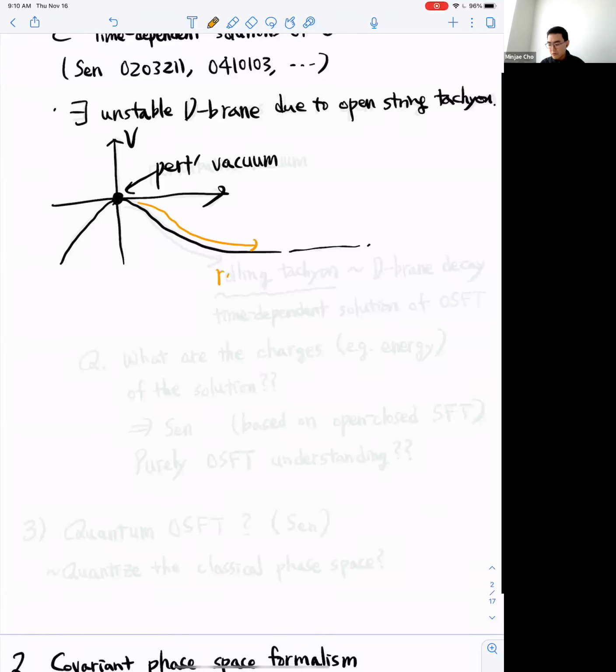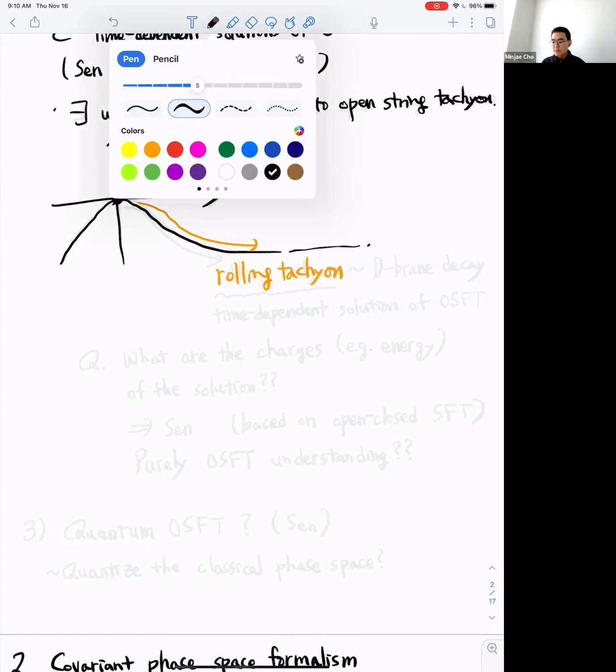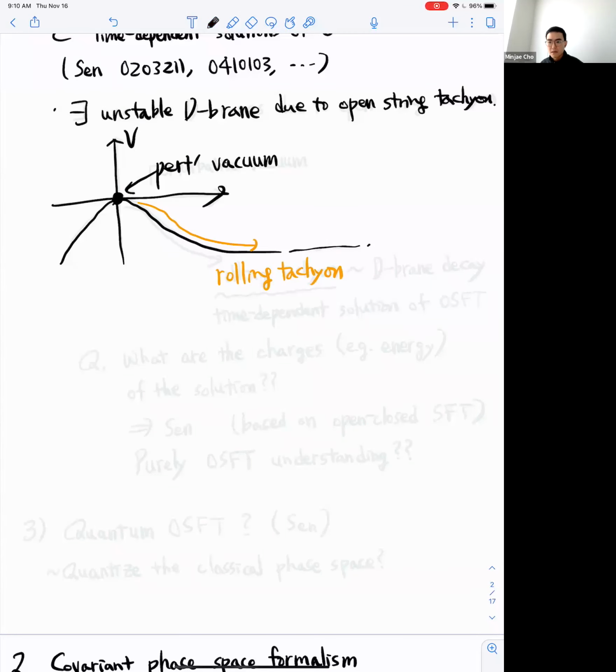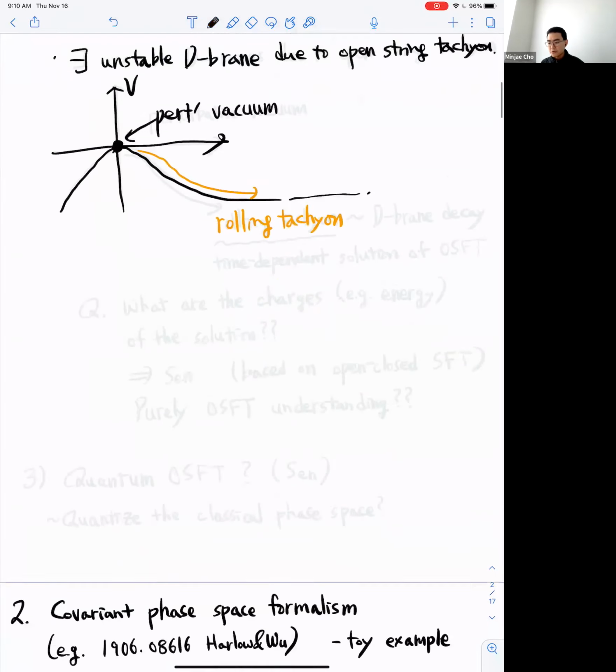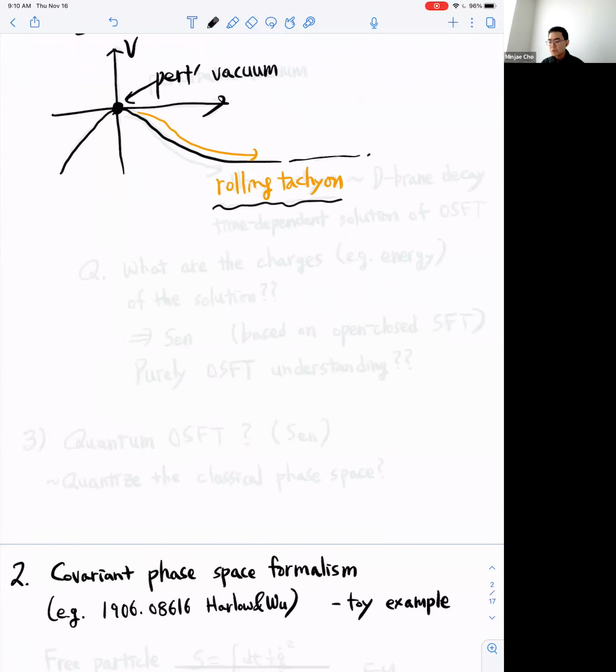And this is called rolling tachyon. It can also be thought of as a D-brane decay, and this is a time-dependent procedure. So if such a solution indeed exists, it's going to represent a time-dependent solution of open string field theory.